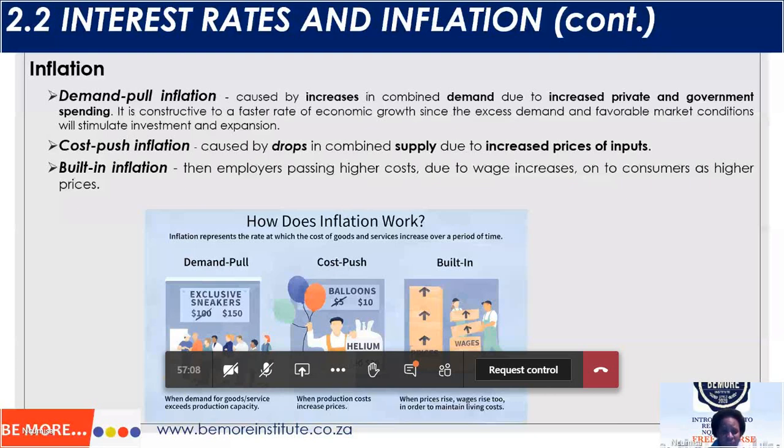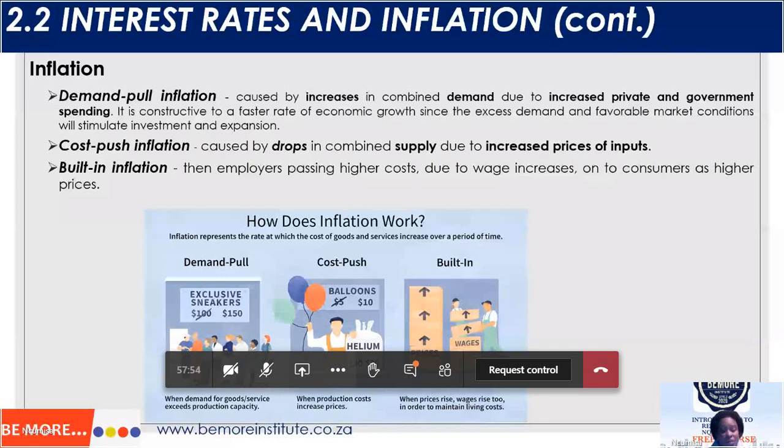There is also built-in inflation, where employers pass higher costs due to wage increases on to customers as higher prices. Even here, negotiations have happened at the bargaining council. Prices go up, also because the cost of living has gone up. The employer, manufacturer or supplier has people working for them to produce these products for us. Therefore, that increase in their wages will be paid for by the consumer as well.